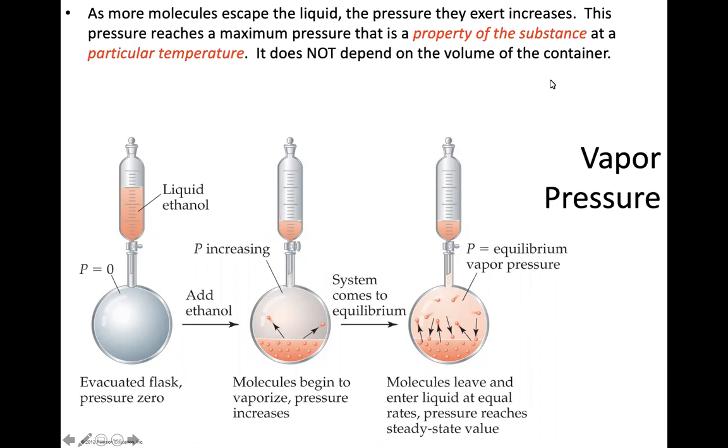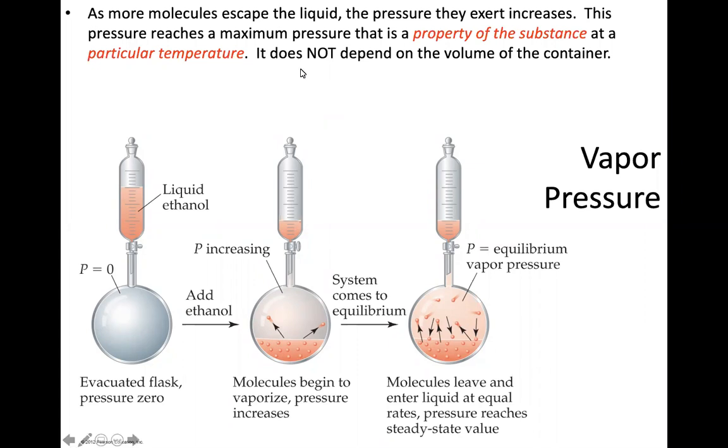So we're moving here now to some new ideas. Within this one, the vapor pressure depends on two things. It's a property of the substance, meaning, well, what liquid did you initially put into the container? It's a property of that substance and also of the temperature. It doesn't depend on the volume of the container.